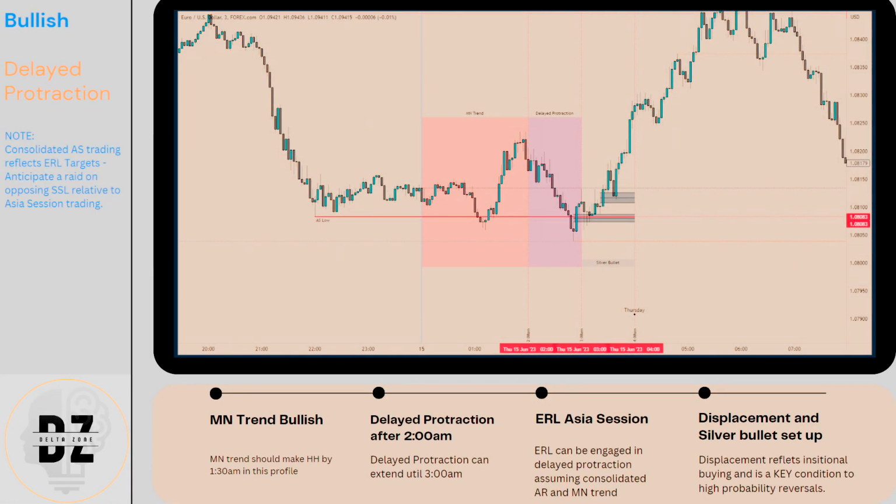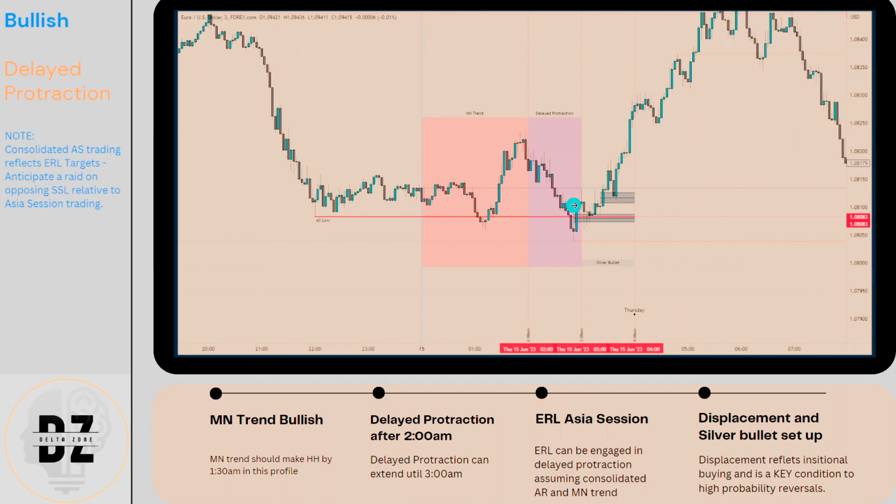Moving on then, this is our final example for the bullish delayed protraction. In this example, we see a situation in which the midnight trend is particularly shallow. In this case, the protraction period can be seen to engage external range liquidity as it exists below the midnight trend, or below the lowest low in Asia. We have a displacement here.